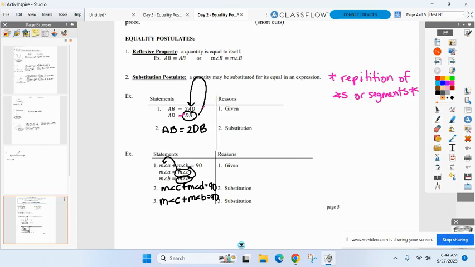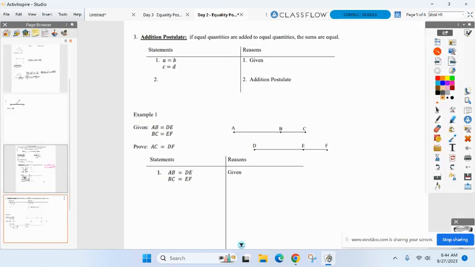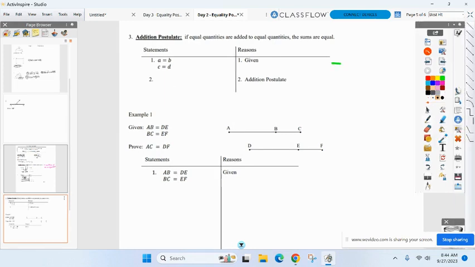So we have reflexive, which is an unknown right now. We don't know how to use that. Now we have substitution. The last one I'm going to show you today that's going to help you on your proofs is called addition. You don't need to copy this down here. I just want to make my point before I show you how this works.